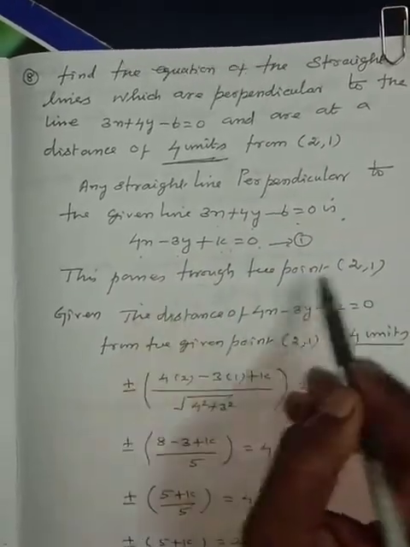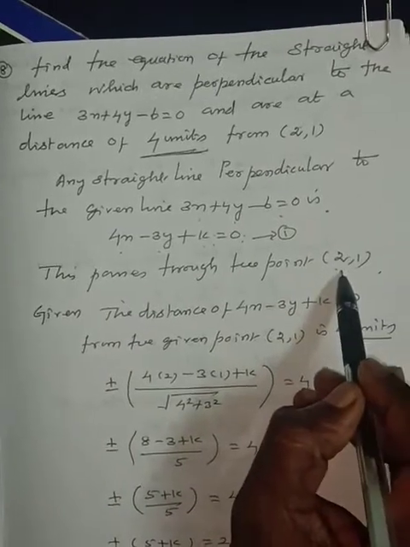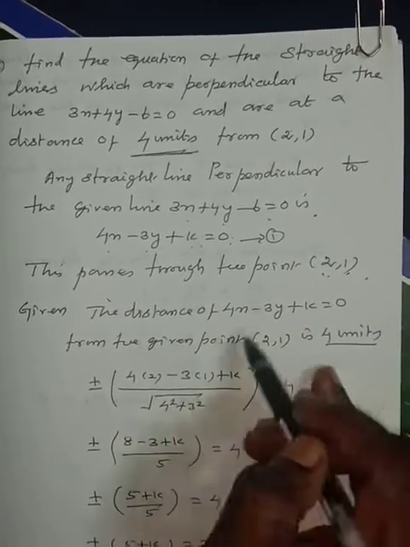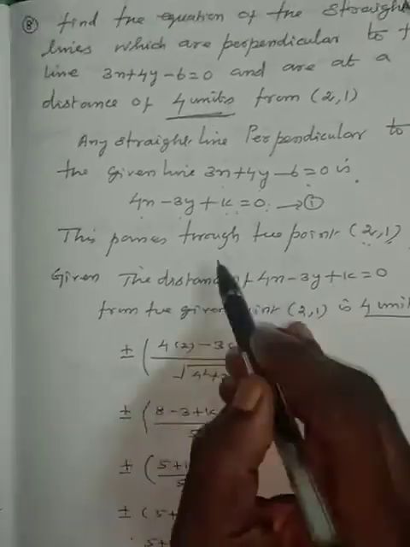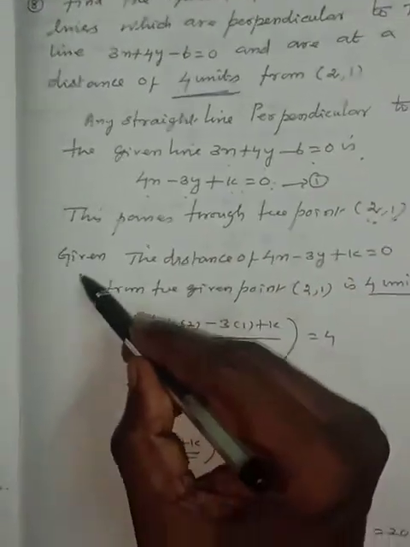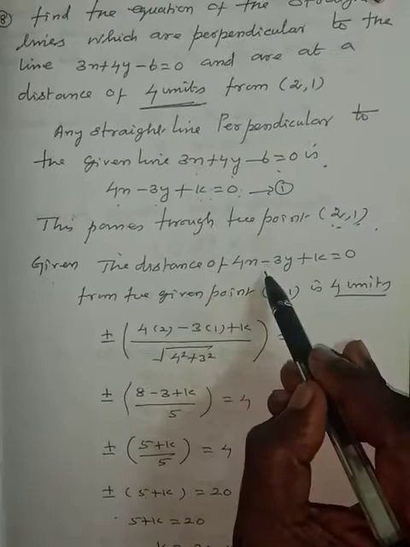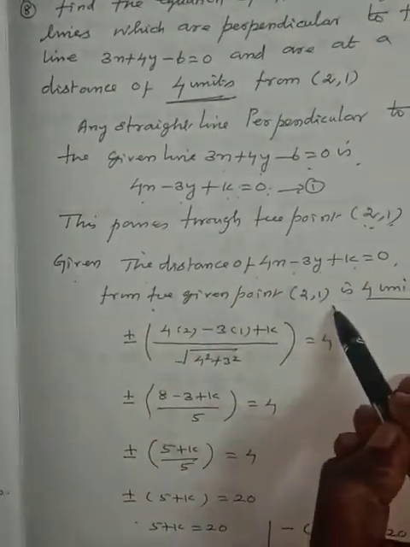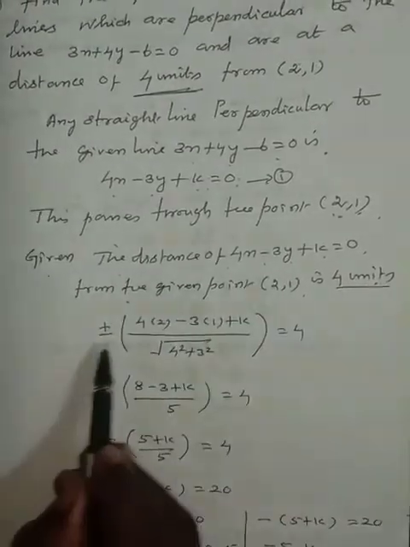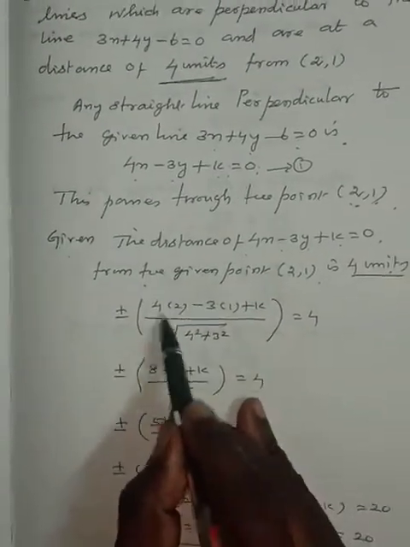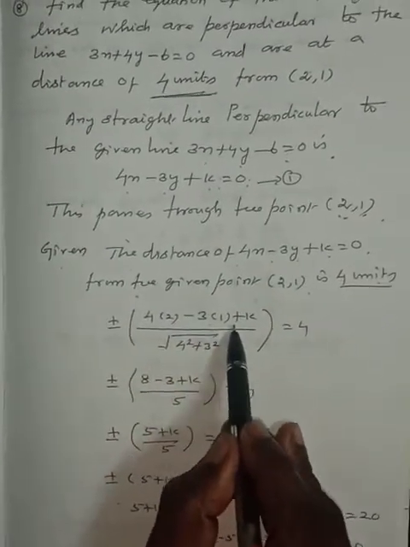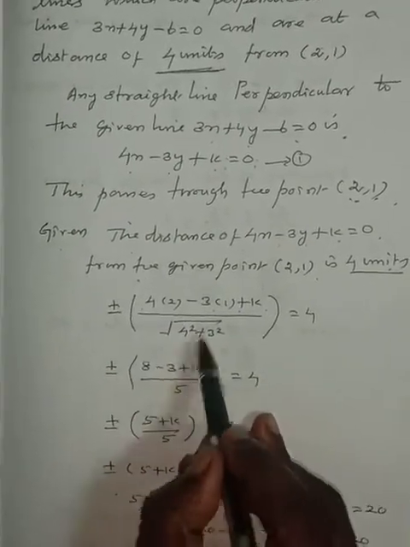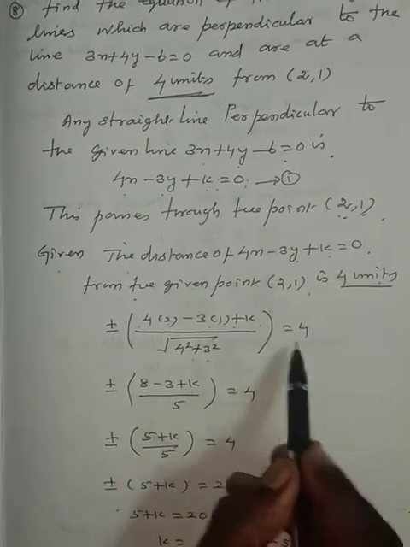This is passing through the point (2, 1). Substitute x is equal to 2 and y is equal to 1, we get the value of k. The distance of 4x minus 3y plus k is equal to 0 from the given point is 4 units. Therefore plus or minus (4 into 2 minus 3 into 1 plus k) whole divided by square root of (coefficient of x term) whole square plus (coefficient of y term) whole square is equal to 4.